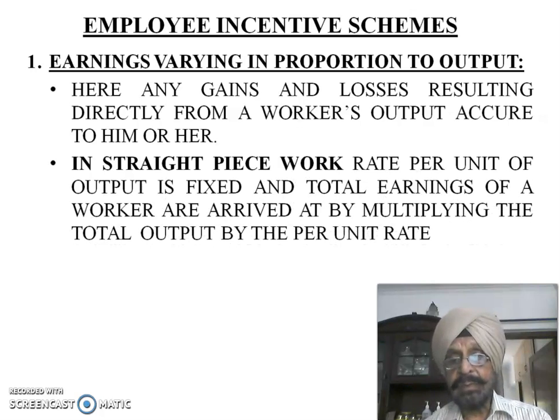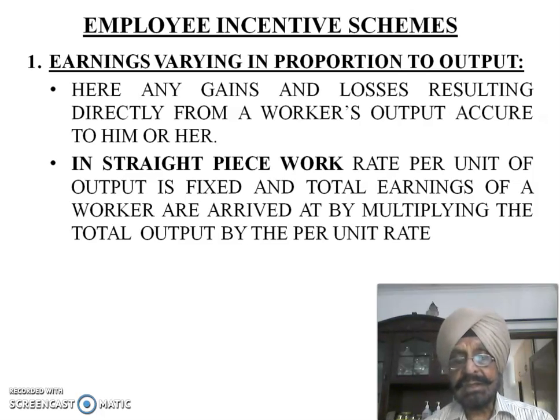Straight piece work was very simple. The rate per unit of output is fixed, and the total earnings of a worker are arrived at by multiplying the total output by the rate per unit. So the more the output, the more the rate per unit multiplied by that will give the straight piece work earnings. That's the incentive that a person will have. The minimum level is set. After that, as much as you want to earn, that much you have to produce.